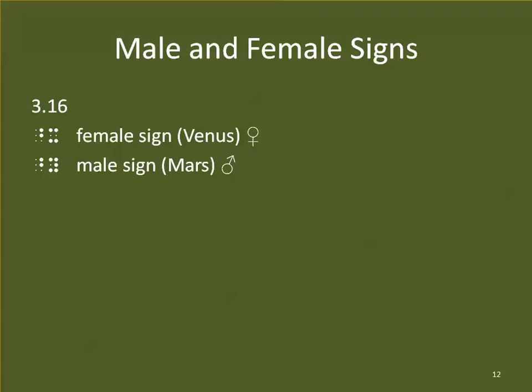We have signs in UEB for male and female, or sometimes they're called Venus and Mars. The female sign is dots 4, 5, and then X, and then the male sign is dots 4, 5, Y. And just Braille them as you see them, spaced or not.